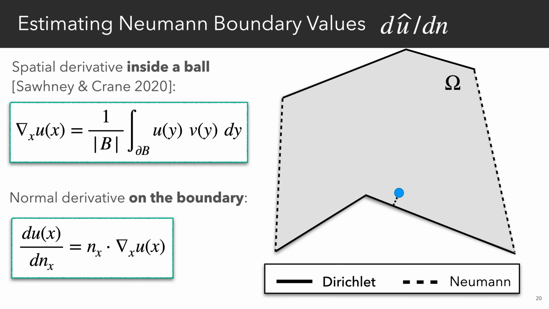To estimate the Neumann values, we use a pointwise gradient estimation technique proposed by Sawhney and Crane that defines the gradient as an integral over a ball that's centered on the boundary sample point. This technique only works for points that are inside the domain, so we do have to slightly offset the point from the boundary, and in our paper we discuss how to choose this offset in more detail. Finally, all of the walks originate at points near the Dirichlet boundary, and so these random walks end up being relatively inexpensive.